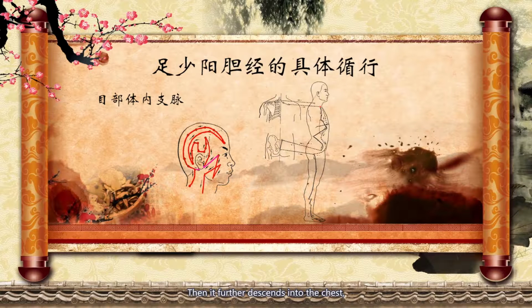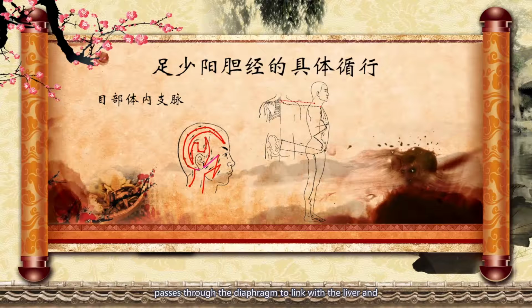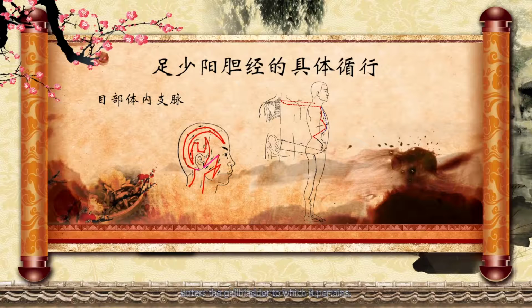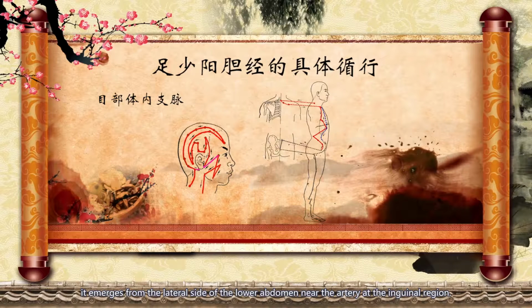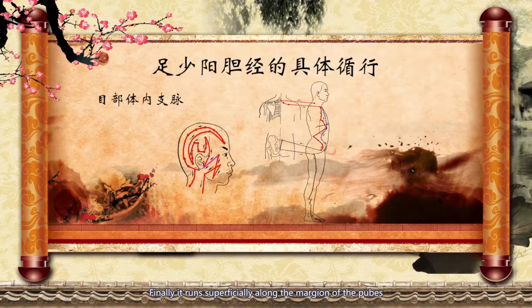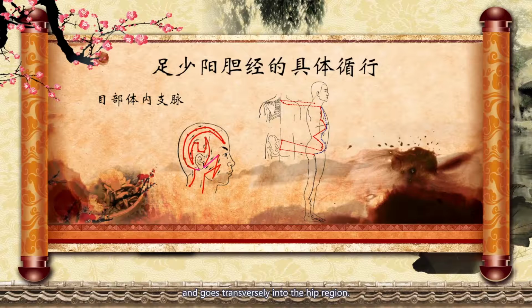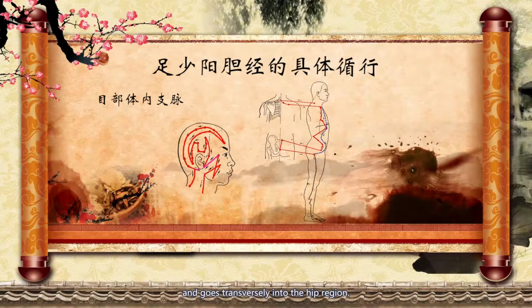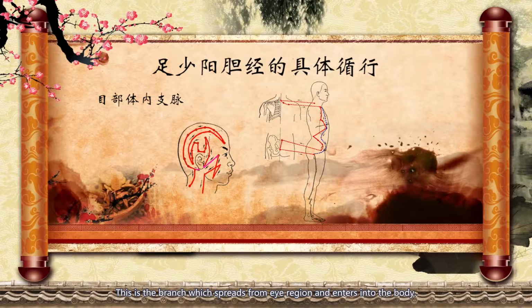Then it further descends into the chest, passes through the diaphragm to link with the liver, and enters gallbladder to which it penetrates. Running inside the hypochondrial region, it emerges from the lateral side of the lower abdomen near the adrenal at the injury region. Finally, it runs superficially along the margin of the bones and goes transversely into the hip region. This is the branch which spreads from eye region and enters into the body.